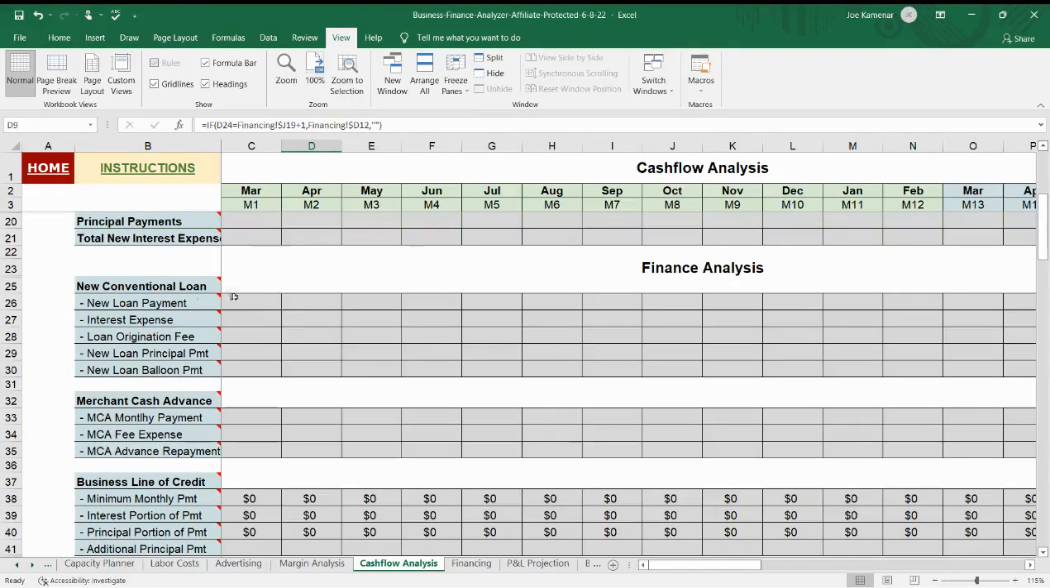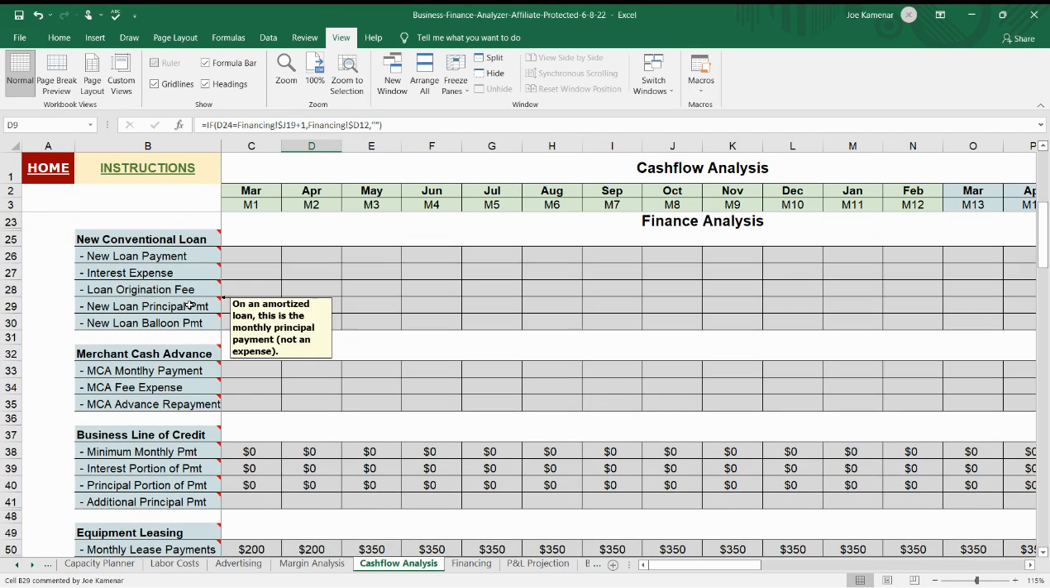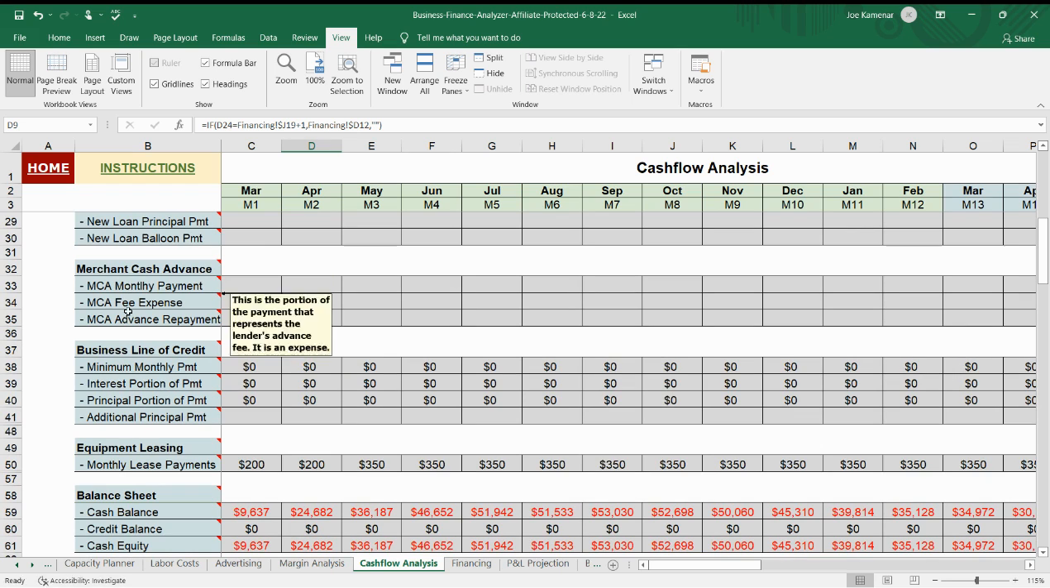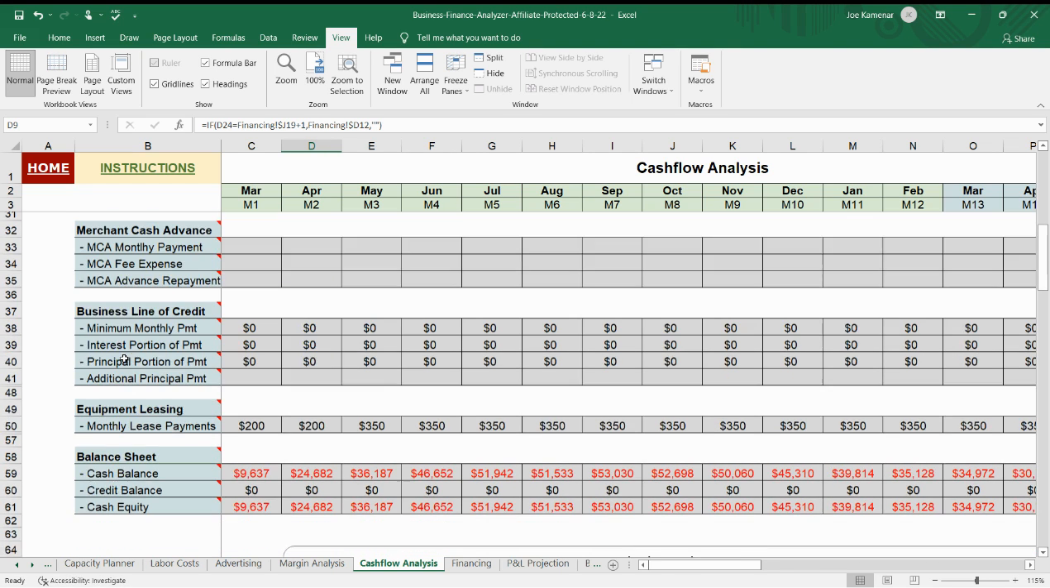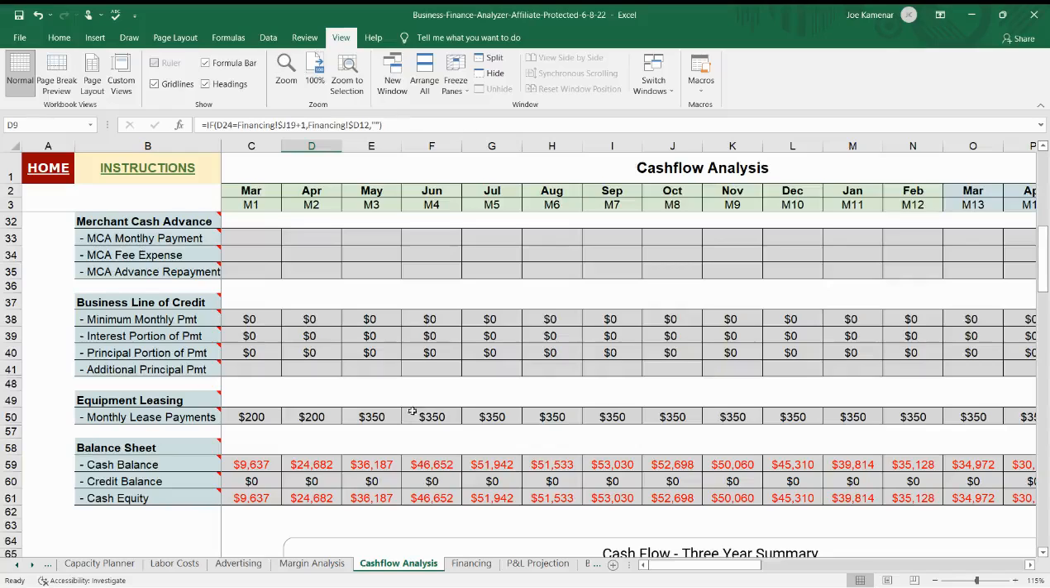And let's look on the finance side. You have three options here. You can do a new conventional loan, you can do a merchant or cash advance, or a business line of credit. We also have leasing. So I already put some leasing data in here on the next tab, so we have something to start with.